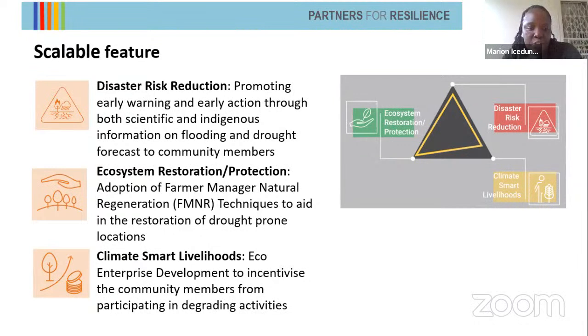And lastly, in climate change livelihoods, we're mainly looking at how to encourage eco-based enterprises for communities to delink from degrading the environment, particularly choosing enterprises that are linked to the environment so that communities get the incentive to continue protecting the environment. Next.